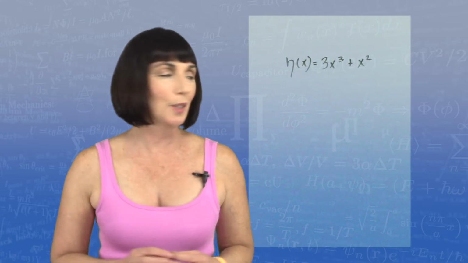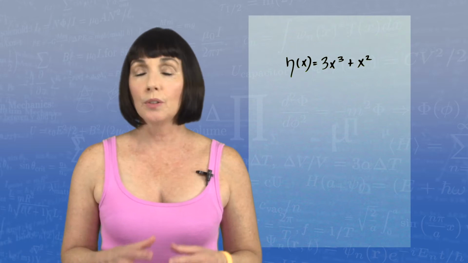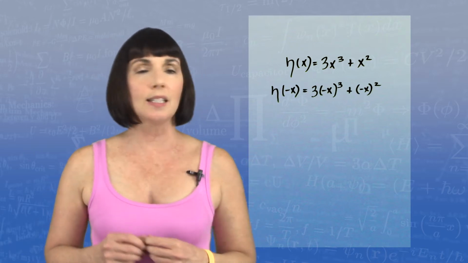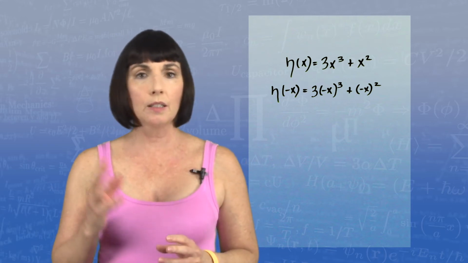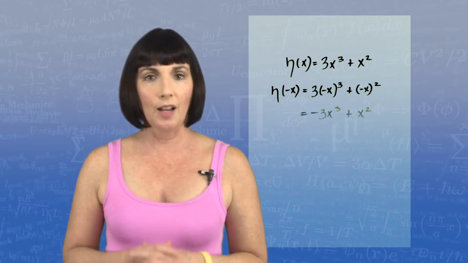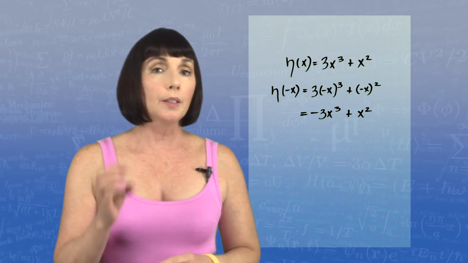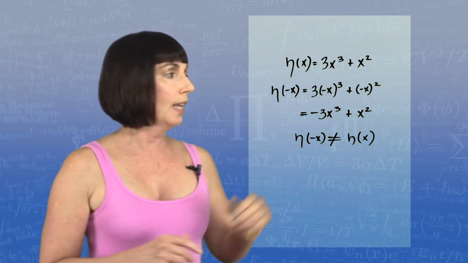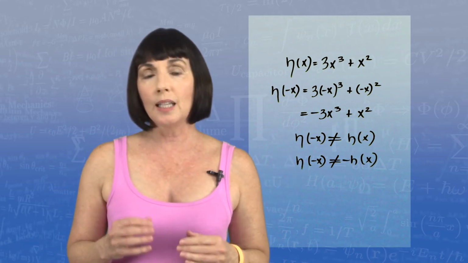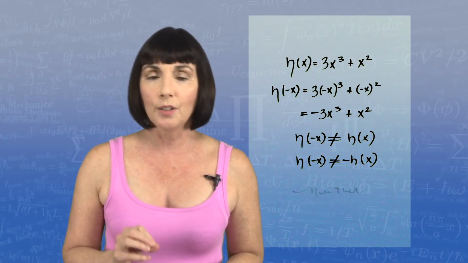Okay, I have one more for you. H of x is equal to 3x cubed plus x squared. So let's replace x with negative x and see what happens. H of negative x is equal to 3 times negative x cubed plus negative x squared. And simplifying, I get negative 3x cubed plus x squared. Now you'll notice in this case that h of negative x is not equal to h of x, and h of negative x is not equal to negative h of x. So this function is not odd or even.